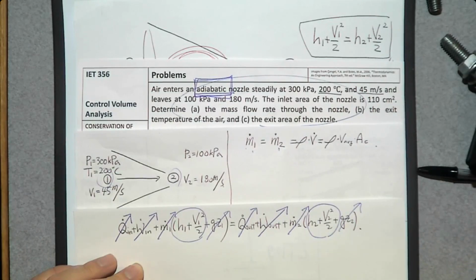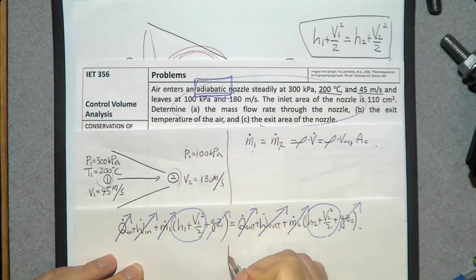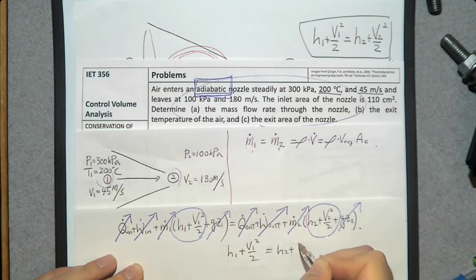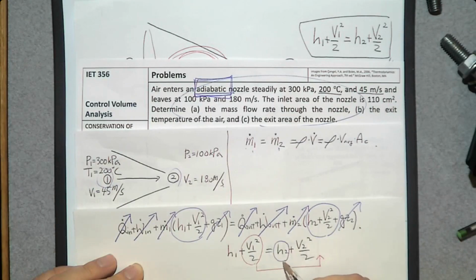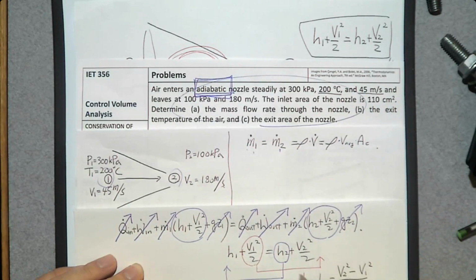Then to make this one simple, H1 plus V1 square over 2 is H2 plus V2 square over 2. So why don't we move this kinetic energy to the right-hand side, this specific enthalpy to the left-hand side? Then we get H2 minus H1 is V2 square minus V1 square divided by 2.